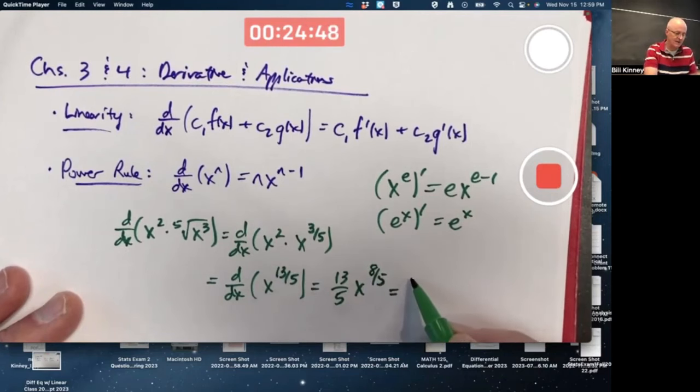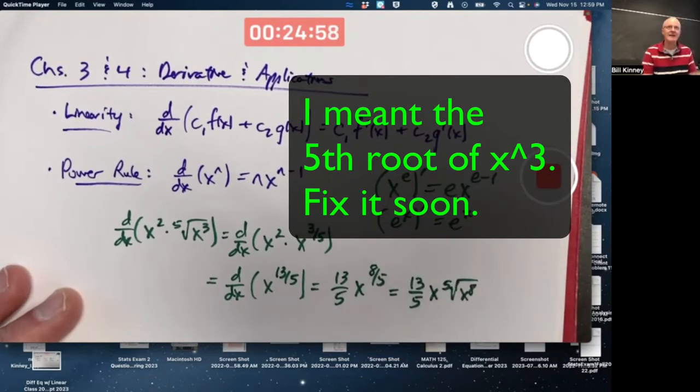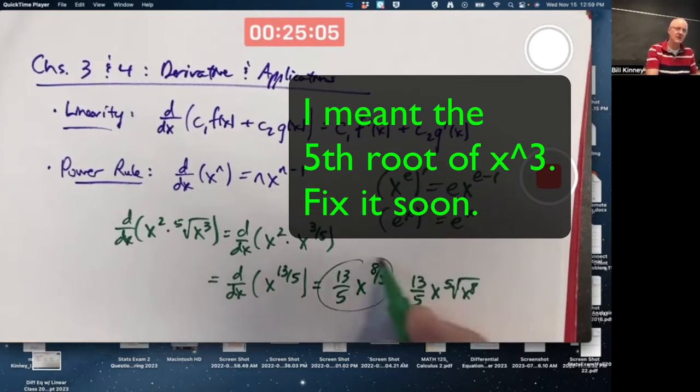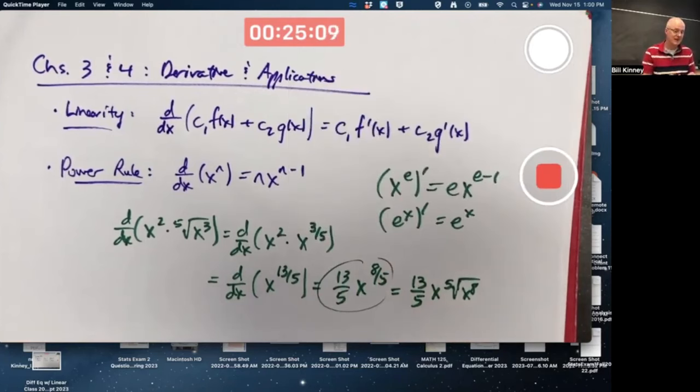You also could write the answer as 13/5 times x to the 1st power times the 5th root of x to the 8th. There's various ways of writing it. But this is good enough just to get an answer. Question? Is decimal form acceptable? Decimal form is okay. Yes, 13/5 could be written as 2.6, and then this would be 1.6. Yes, that is okay.